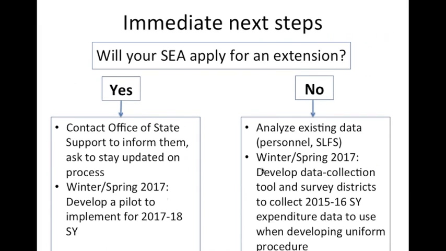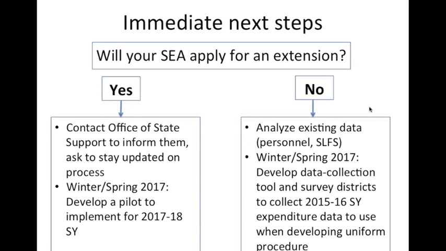And that brings us to our immediate next steps. If you don't have data yet, I think your smartest first question is, will your SEA apply for an extension? And for those of you who want to apply for an extension, if it's yes, the right route to go is to contact your Office of State Support, OSS, to inform them and get updated on the process. And I don't think the process has been released yet, but you'd want to let them know.